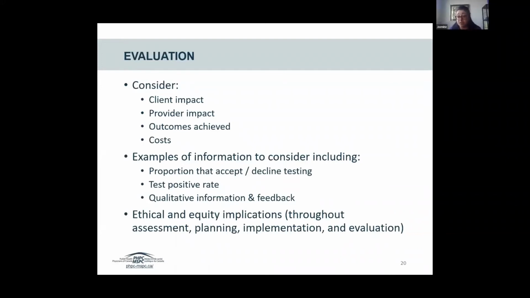We can look at numbers like the proportion that accept or decline testing, what the test positivity rates are, how many positives, negatives, and indeterminates we've had. But we can also look at qualitative information around how these programs are going throughout, and that may be a better way for us to look at the ethical and equity implications. I think an approach many of us use around assessment, planning, implementation, and evaluation as an iterative cycle can really help us when we talk about testing.